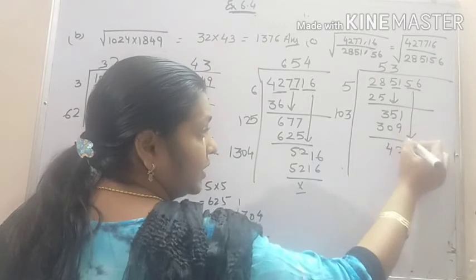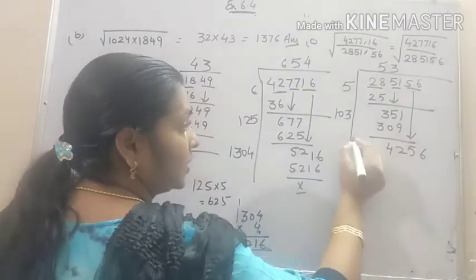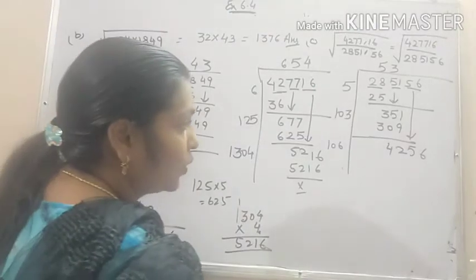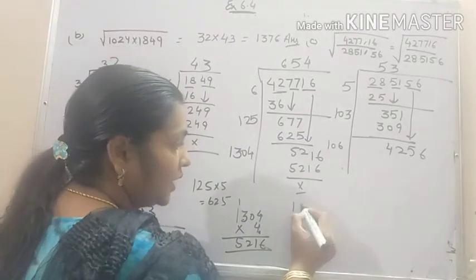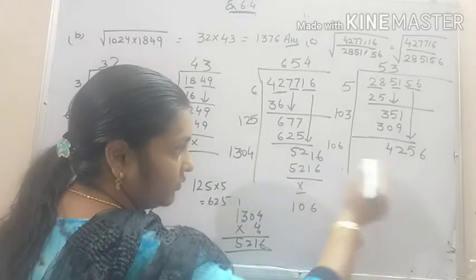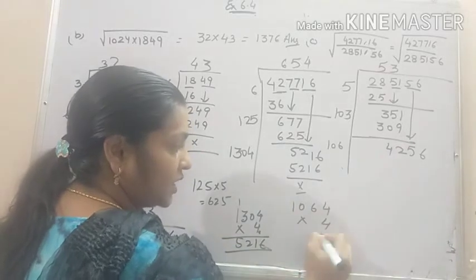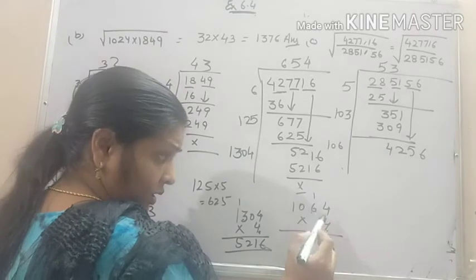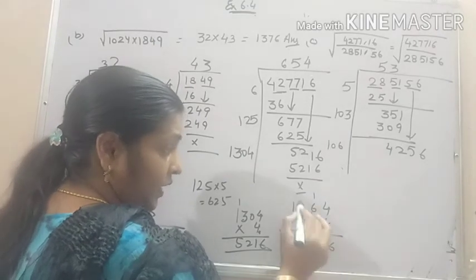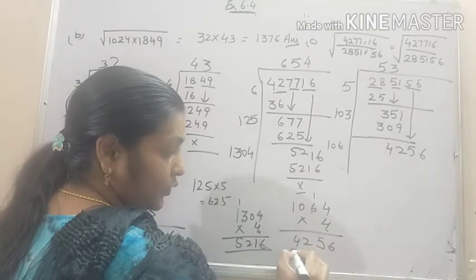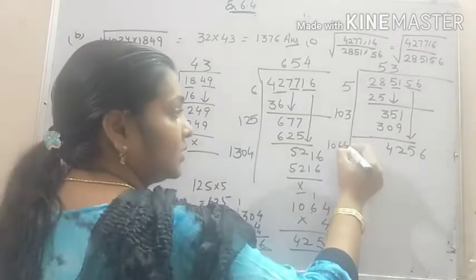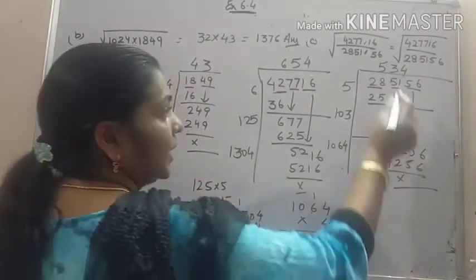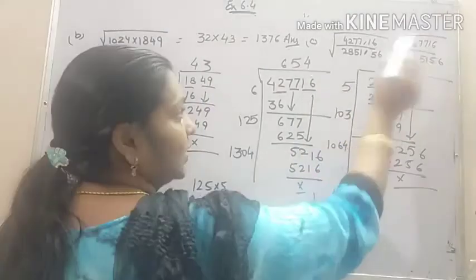Bring the next pair down. Double of 53, 106. Now it will go on 4 I think. Let's check, because 1 and 4 is there. So I am checking for 4. 4 4s are 16, 1 carry. 4 6s, 24 plus 1, 25. 2 carry. 4 1s are 4. Yes, we get the exact term. It is 4 over here. 4 2 5 6. So we get the roots of both the numbers.